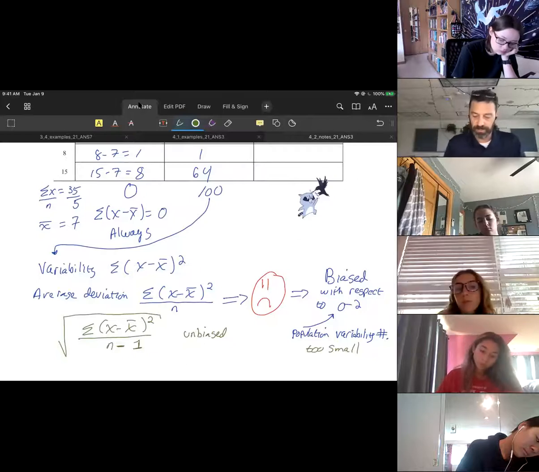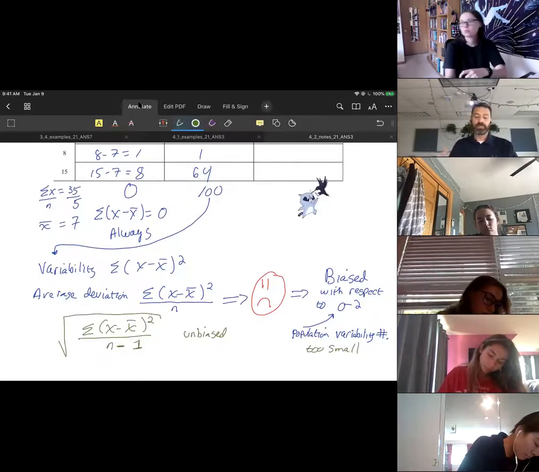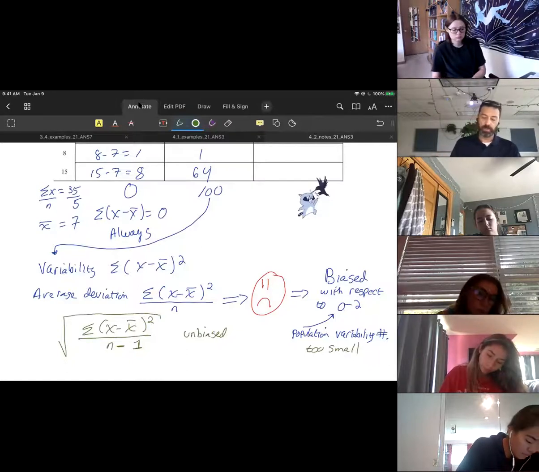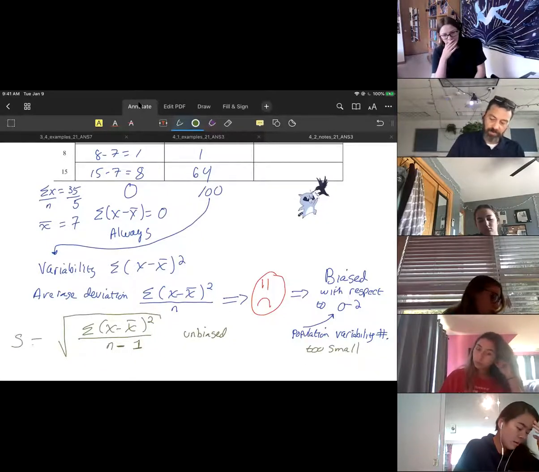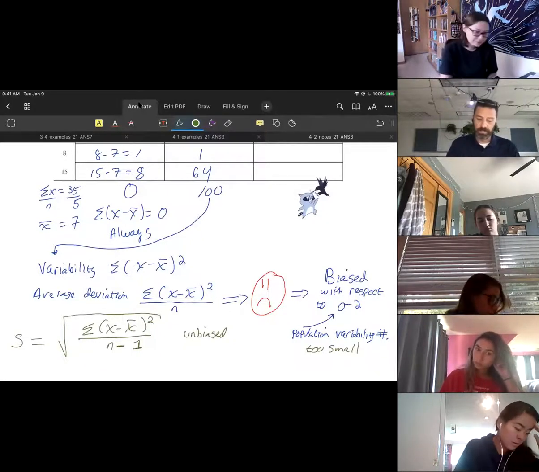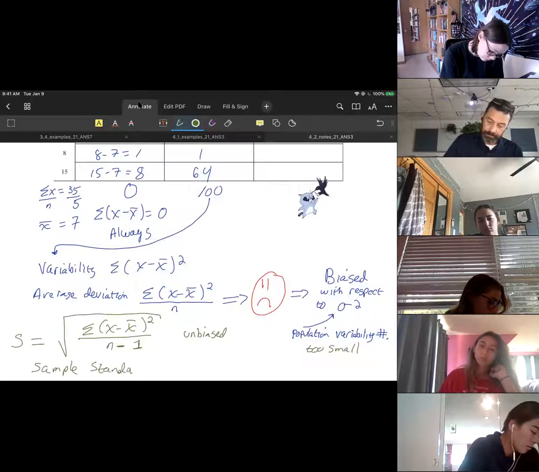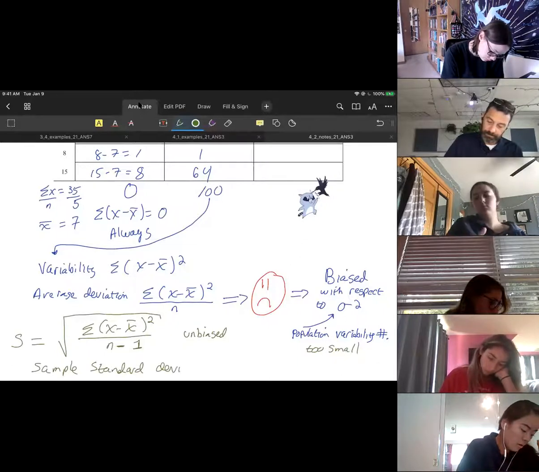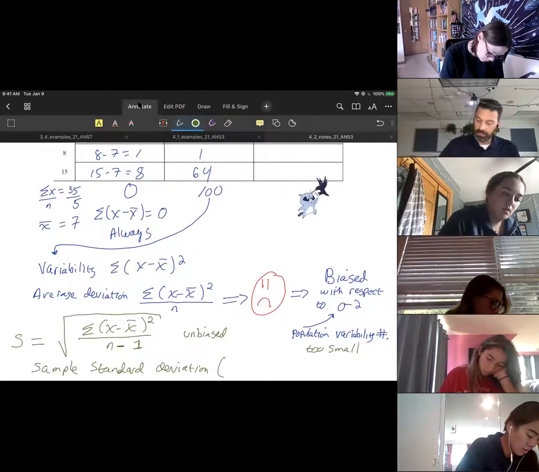Because of order of operations, it's not going to be the same thing. I'm going to have to square all those things, add them all up, divide by n-1, and then square root. So it's not quite a simple thing there. And then finally we have a famous useful thing. S is called the sample standard deviation, and it is our unbiased measure of variability.